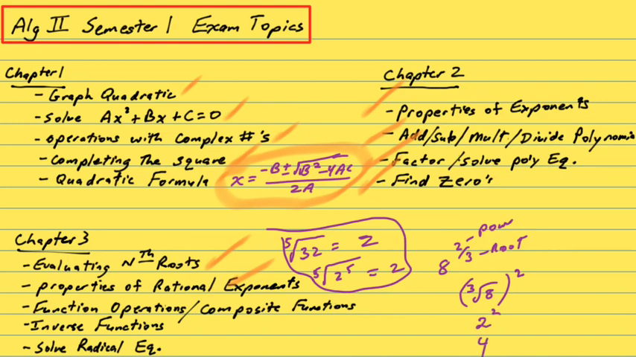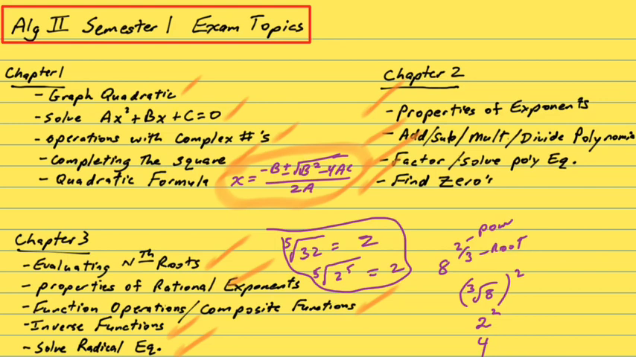How about function operations and composite functions? f of g of x, things like that. Inverse functions. If you do composite f of g of x and you end up with simply x, that means they're inverse functions. And the last thing we did this semester was solving rational equations, that is, equations that have radicals in them. Now we're going to do some specific questions.